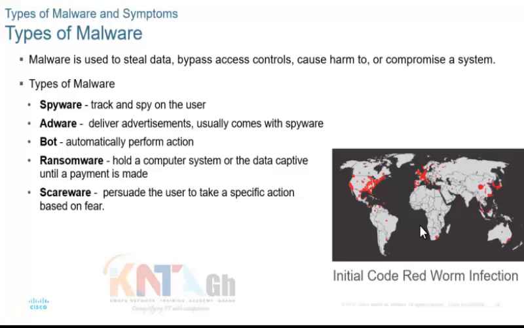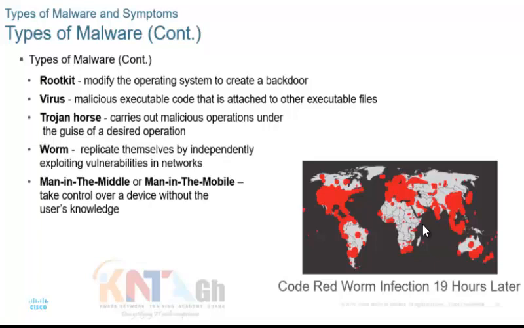We also have the bots. These automatically perform actions. We have the ransomware that holds a computer system or data captive until payment is made. And then we have the scareware that persuades the user to take a specific action based on fear. We also have the rootkit. Now the rootkit modifies the operating system to create a backdoor.